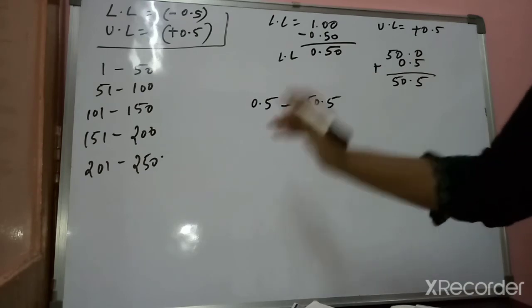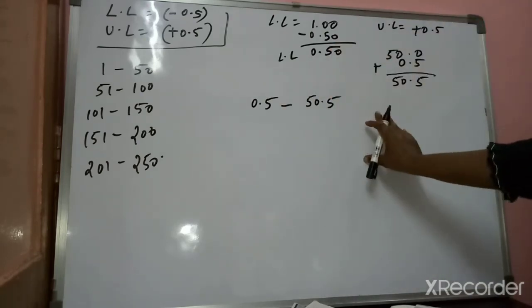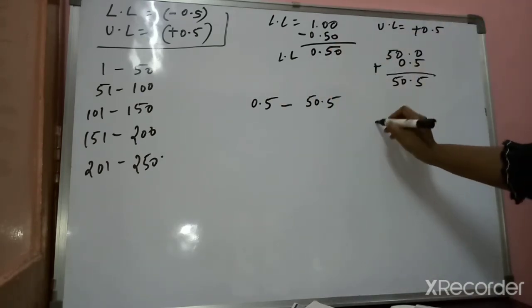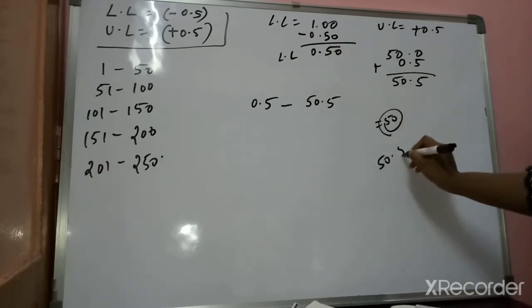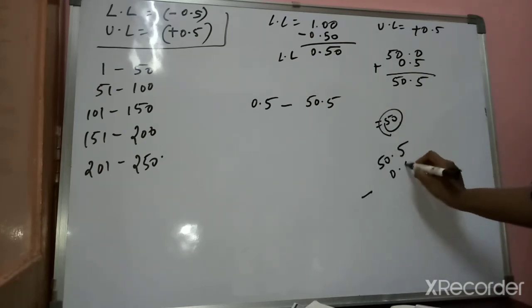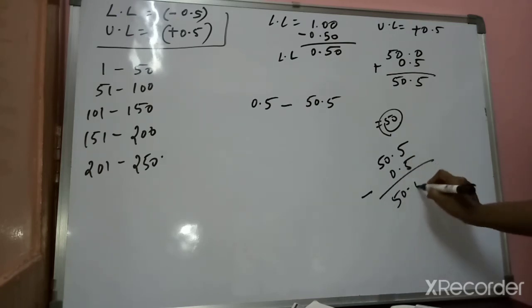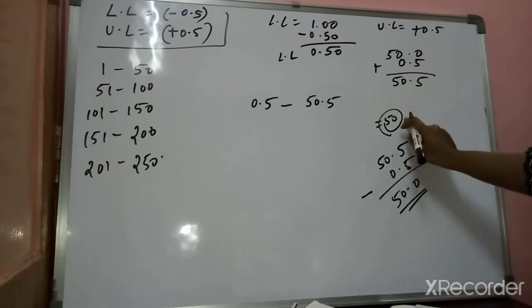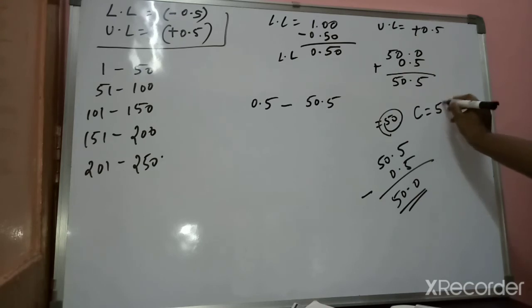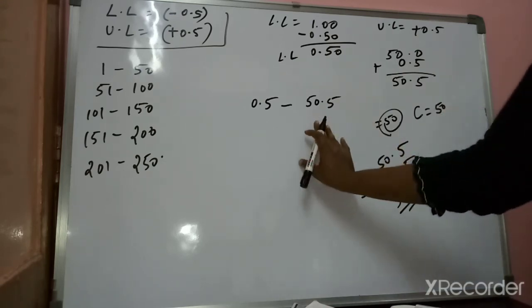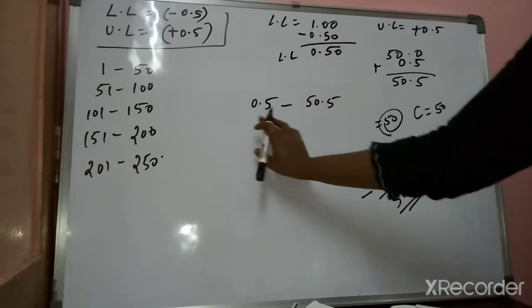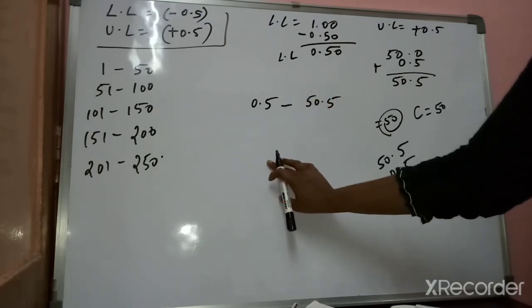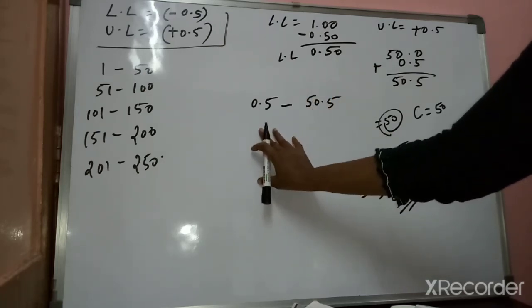Clear? So you can see the class length is 50. How 50? Because 50.5 minus 0.5 is 50. So my class length, that is C, is equal to 50. Now what would it be in exclusive? The upper boundary point of any class and the lower boundary of the succeeding class should be the same. This was the definition I taught you.